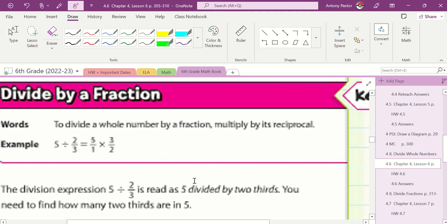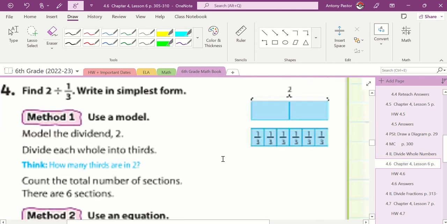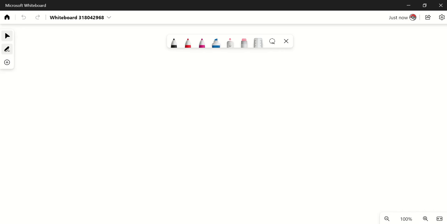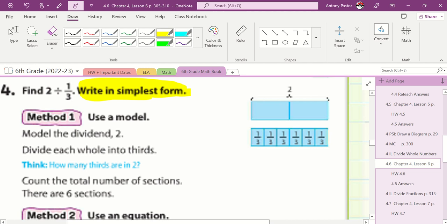All right, let's do a few other problems here, and then we'll call this one a video. Find 2 divided by 1/3, in simplest form, and we just talked about this. When this comes in, it becomes a big deal because we have to make sure that we put it in simplest form. So 2 divided by 1/3.